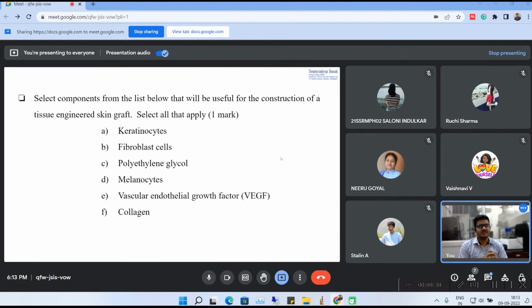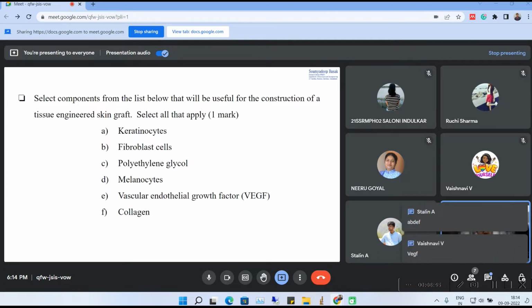Another question is: select components from the list below that will be useful for construction of a tissue engineered skin graft. Select all that apply. Options: keratinocytes, fibroblast cells, polyethylene glycol, melanocytes, vascular endothelial factors, and collagens. Select the components which will be useful for the construction of a tissue engineered skin graft.